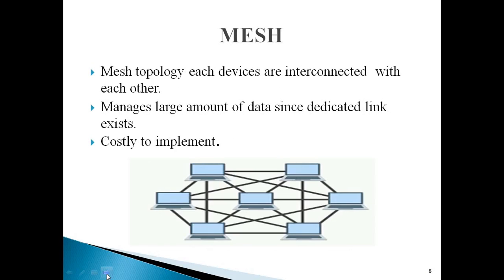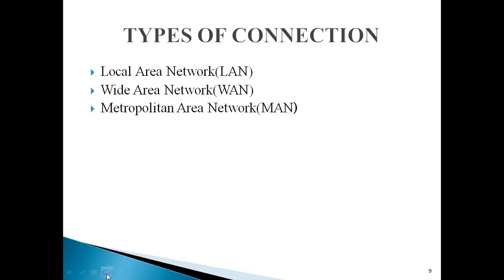In the case of mesh topology, all the devices are interconnected with each other. It manages a large amount of data since there is a dedicated link. The disadvantage is it is costly to implement. There are different types of networks: LAN, WAN and MAN.